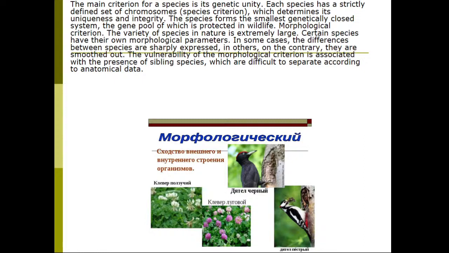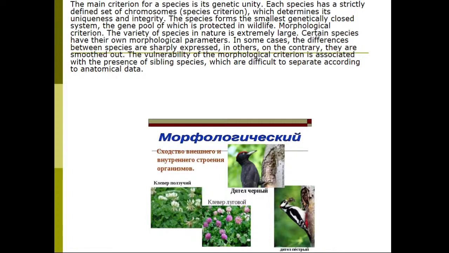Morphological criteria. The variety of species in nature is extremely large. Certain species have their own morphological parameters. In some cases, the differences between species are sharply expressed. In others, on the contrary, they are smoothed out. The vulnerability of the morphological criterion is associated with the presence of sibling species, which are difficult to separate according to anatomical data.